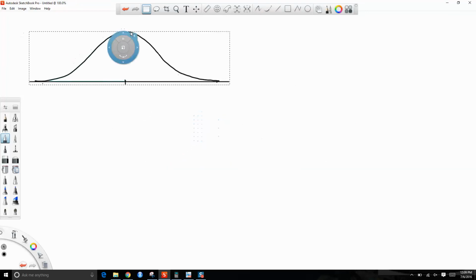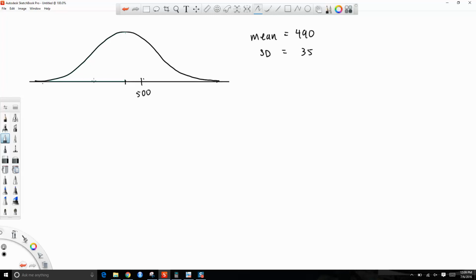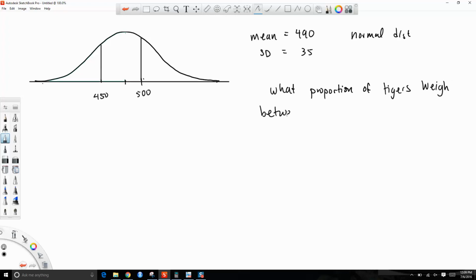try another problem here. We'll say same thing. We'll say the mean weight is 490, standard deviation is 35, and here the question now I'll say is I'll ask what percentage or what proportion of tigers weigh between 450 and 500 pounds.